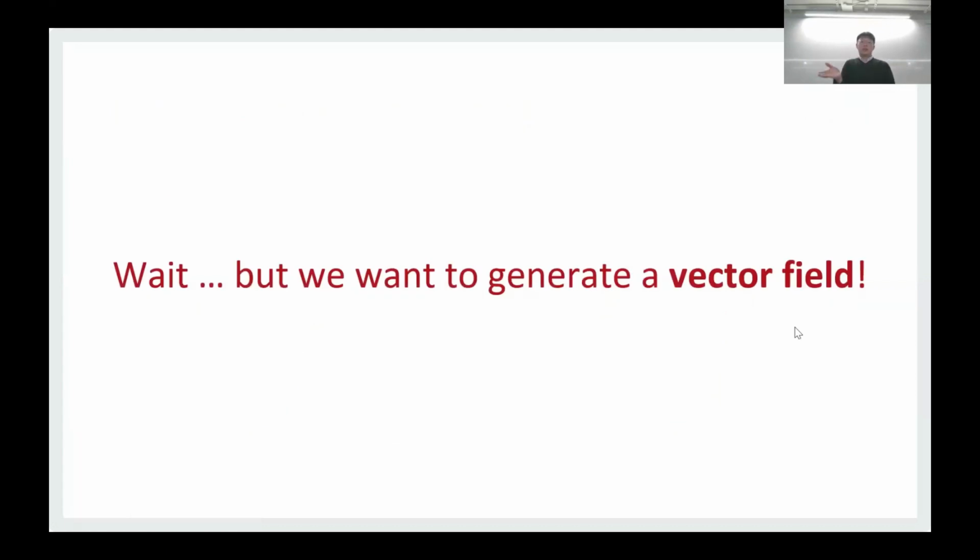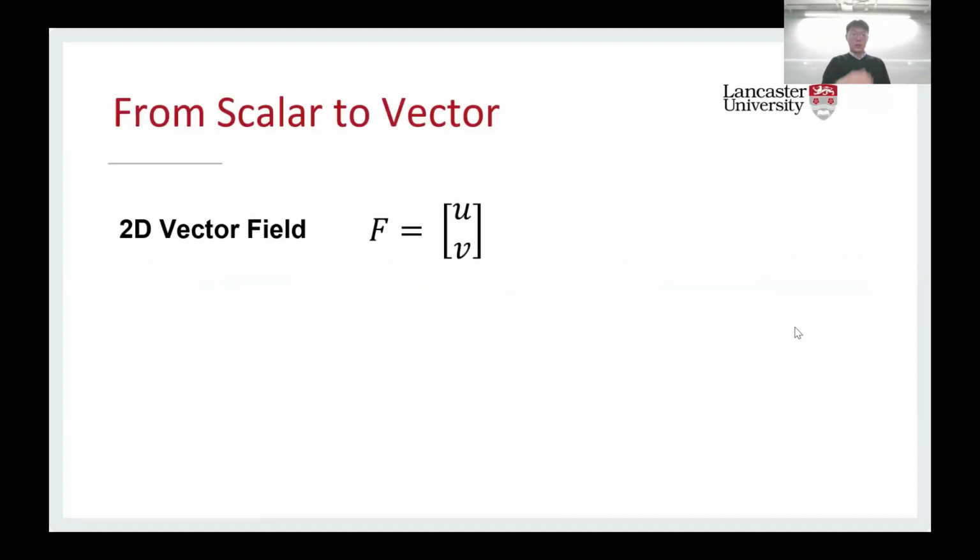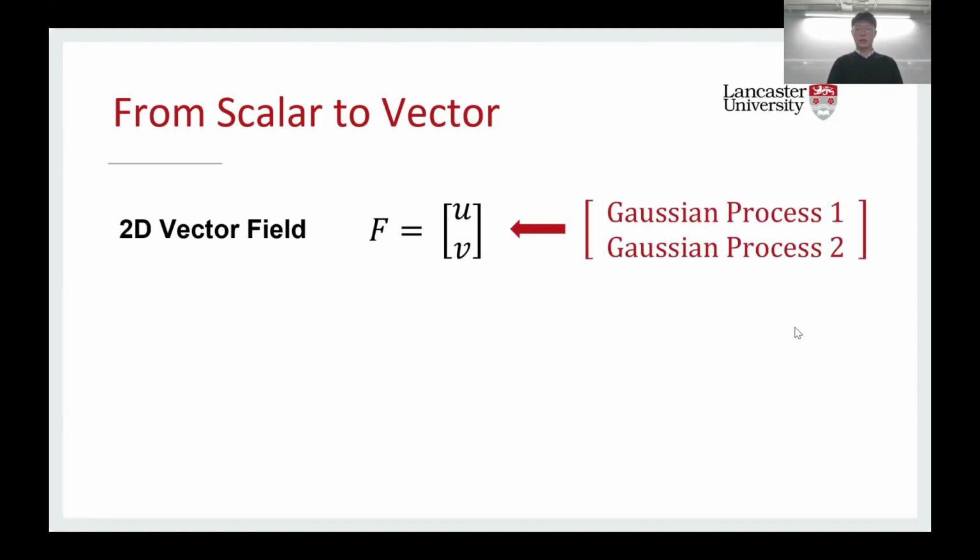But this is not what we are interested in. We are interested in modeling a vector field. And all I've shown you so far is about a scalar quantity. So how do we go from scalar to vector field? So what a vector field is really is two components, right? A 2D vector field has two components. It's u and v, so x direction velocity and y direction velocity. We just put two Gaussian processes on them.